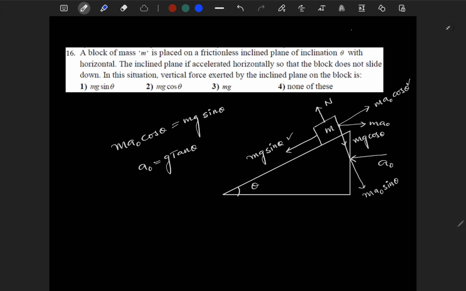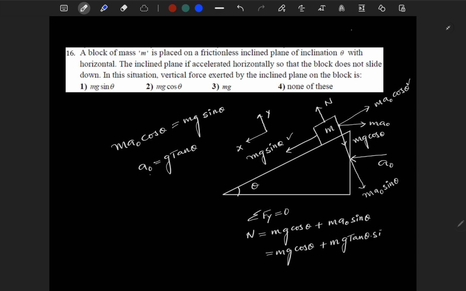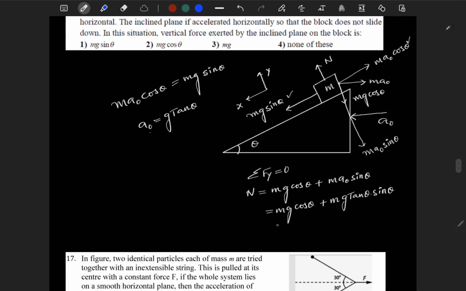Now if you observe the normal direction, if you take this as the y axis and this as the x axis, then along the y axis sigma Fy is equal to 0. So you can write n is equal to mg cos theta plus m a naught sin theta. But we know a naught is g tan theta, so we can substitute that here. Then you have mg cos theta plus m into g tan theta into sin theta. So you can take mg common.